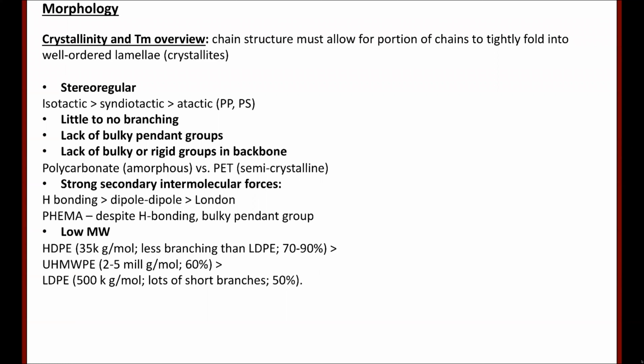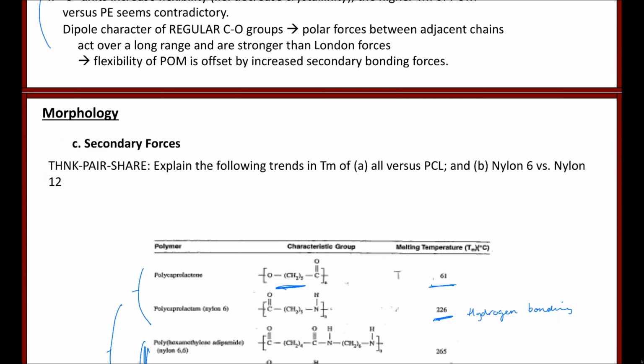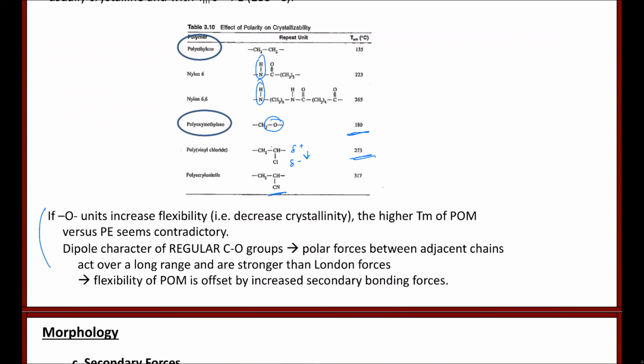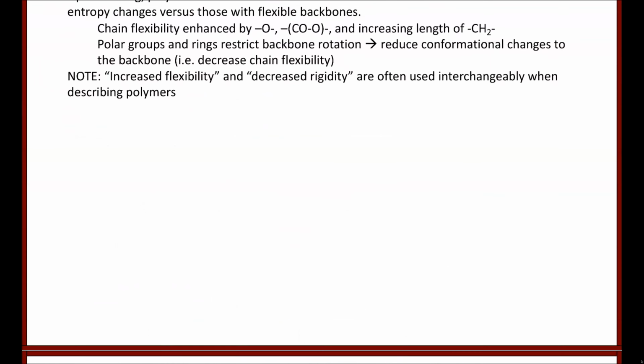I had a question for lecture 5, slide 21. It talks about the mono substituted versus di substituted. And the di substituted is higher crystallinity but lower Tm. Yeah, this question was asked in the last lecture. So let me just go over that.